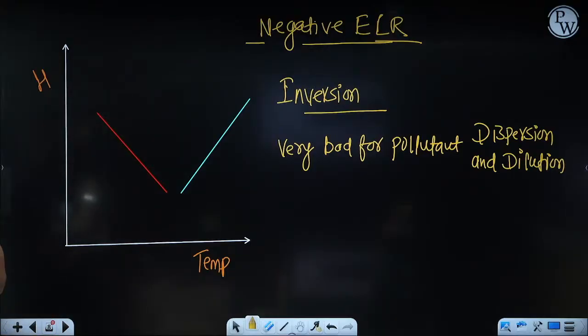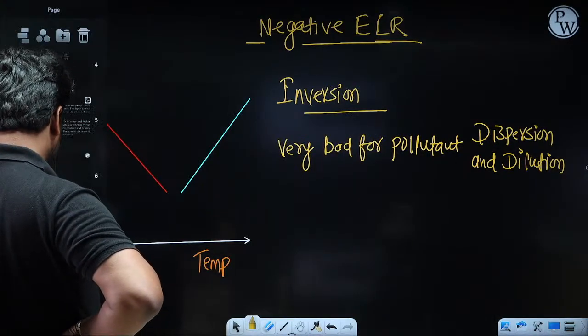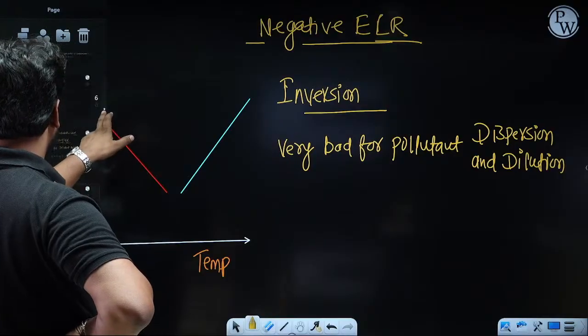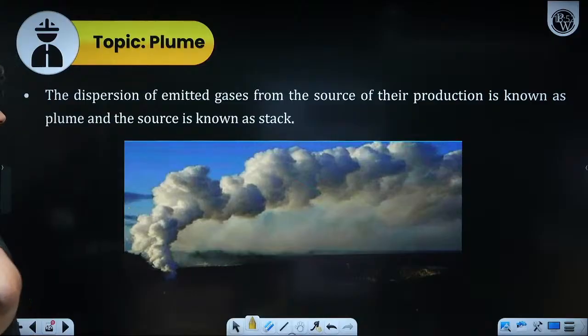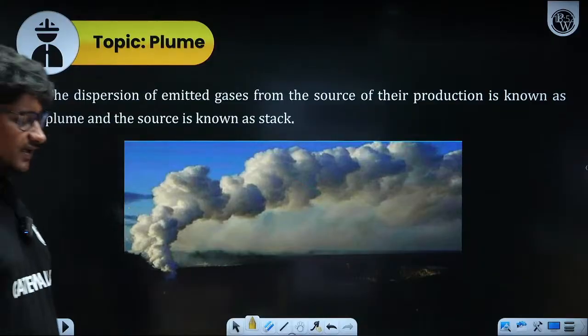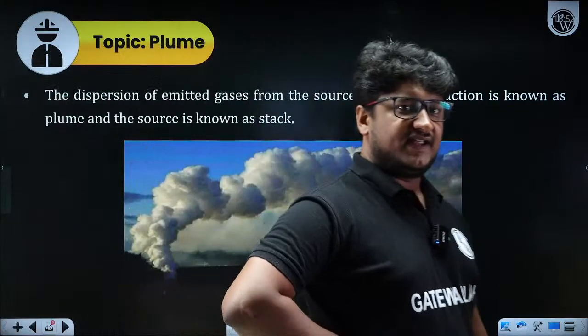Very bad for pollutant dispersion and dilution. Okay. Now, if you have understood the basics of all these three cases, now we can go for the plume behavior discussion. Now we can understand the plume behavior discussion very easily.